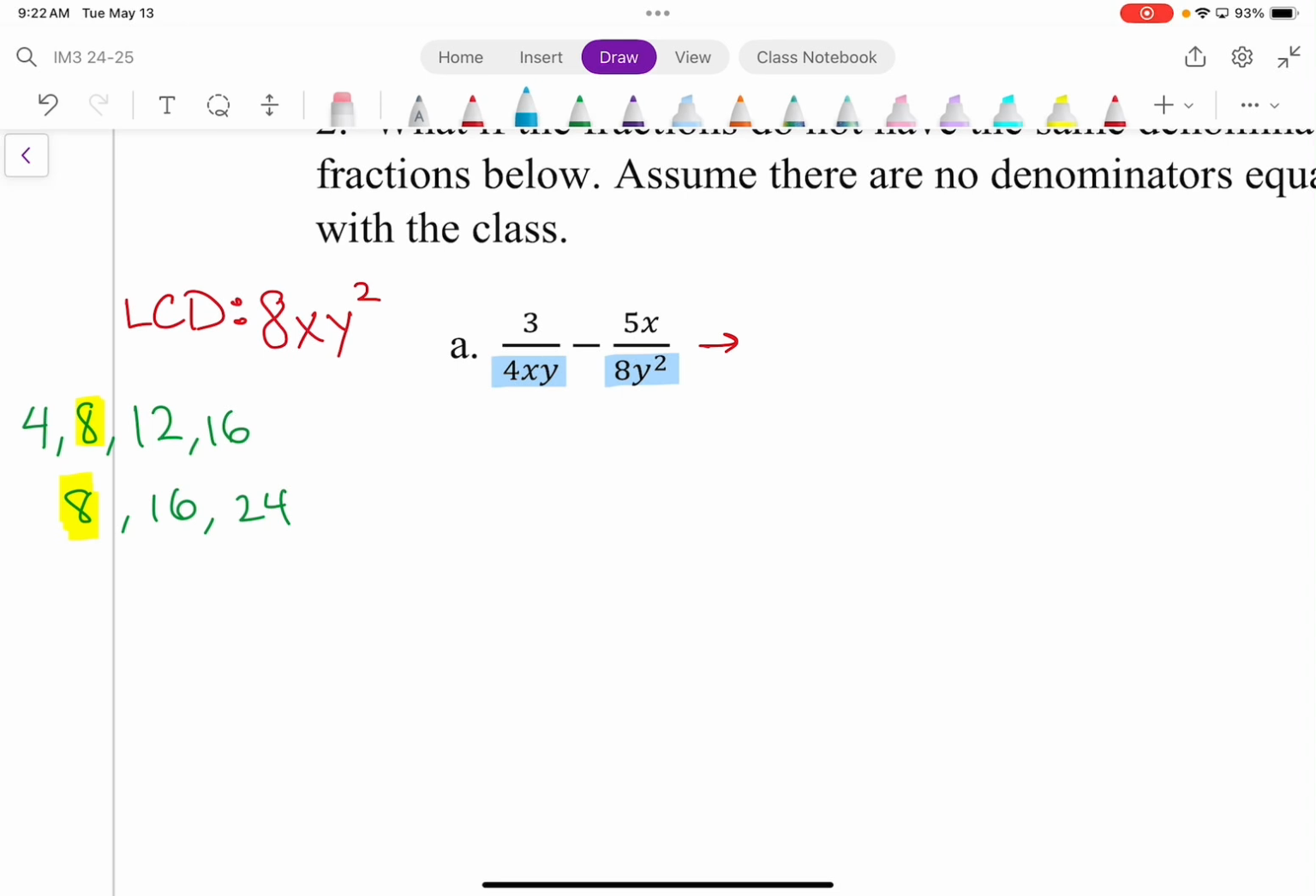So let's start with the fraction 3 over 4xy. What do we have to multiply 4xy to get 8xy squared? Well, first, 4 times what gives you 8? 4 times 2 gives you 8. Do I need any more x's to get 8xy squared? No. But do I need more y's? Yes, I need 1 more y. So I'm going to multiply top and bottom by 2y.